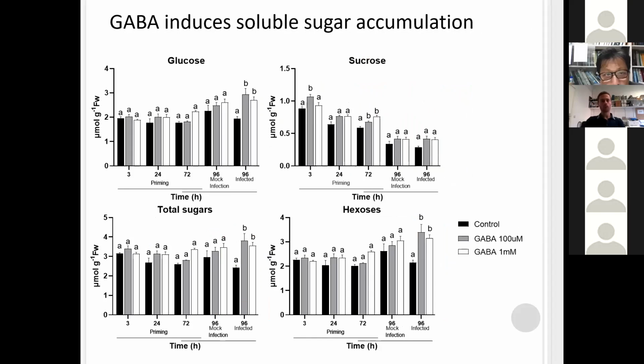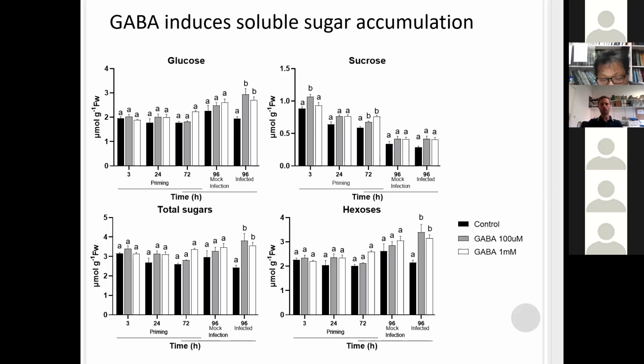Now, the next step was to see what effect the exogenous GABA has on the metabolism of plants. So we first looked at soluble sugar accumulation after treatment with GABA. We looked at glucose, fructose, and sucrose levels. I don't show fructose in this graph because I want to focus on glucose and sucrose and the hexoses.